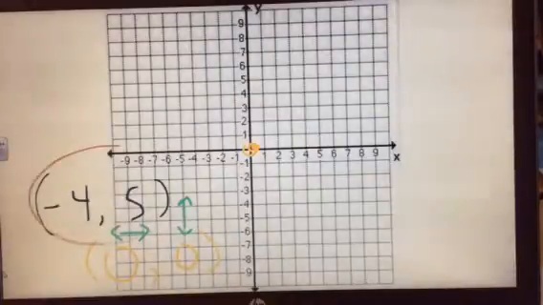Looking at our coordinate, -4, 5, we start at the origin and move 4 places to the left, and then 5 places up, and this is where we would plot our point.